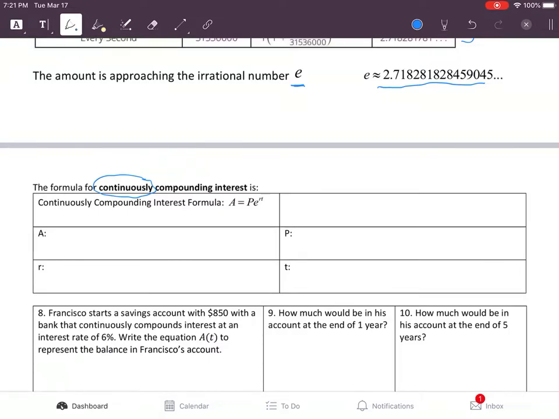So A, again, is going to be your amount, your final amount. P is, again, the principal, or the initial amount. All right, your R is still the rate, and the T is still the time.